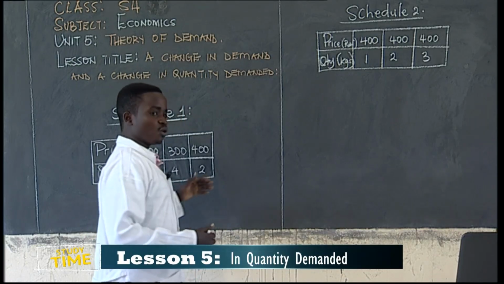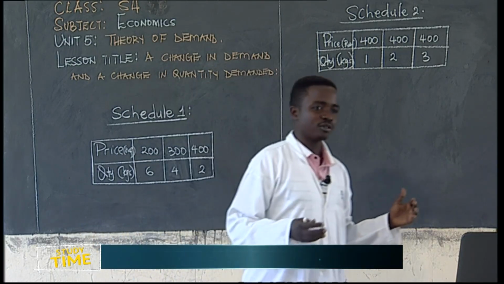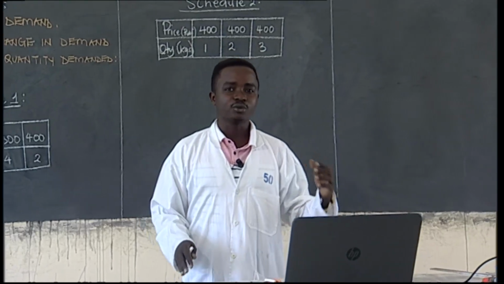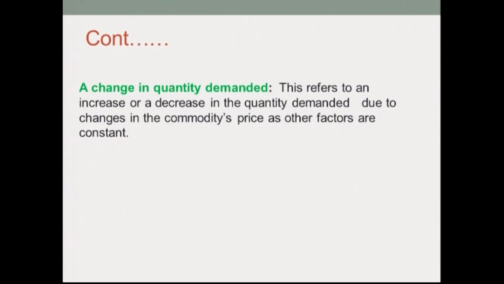So what do we mean by a change in quantity demanded? A change in quantity demanded is an increase or a decrease. A change refers to an increase or a decrease in the quantity demanded due to changes in the commodity's price, as other factors are kept constant.